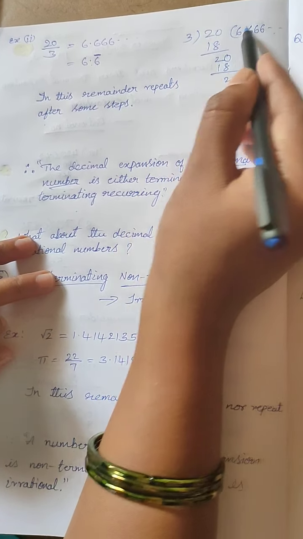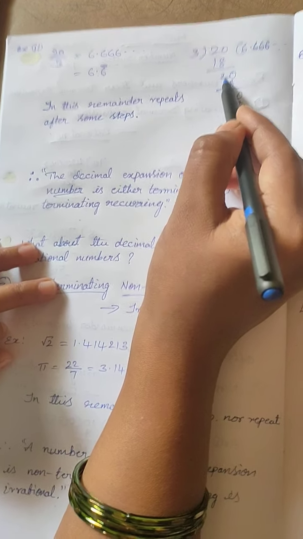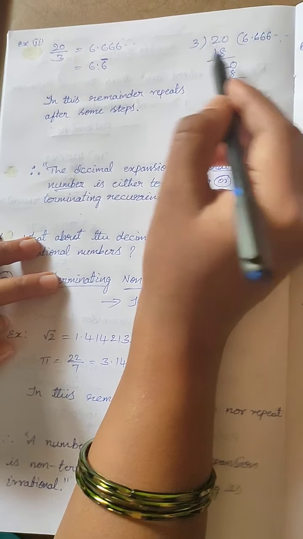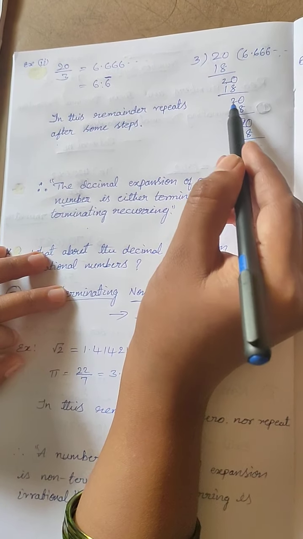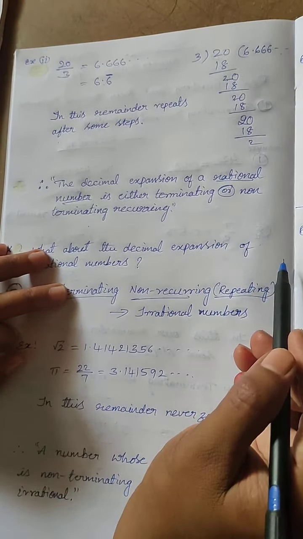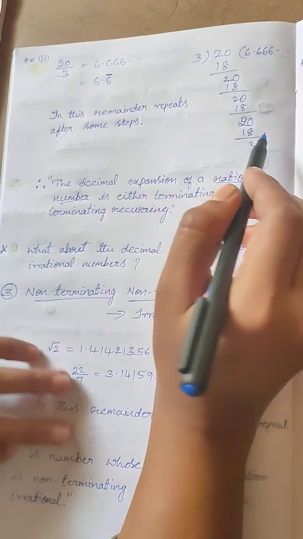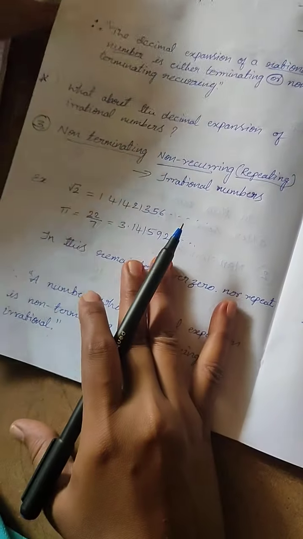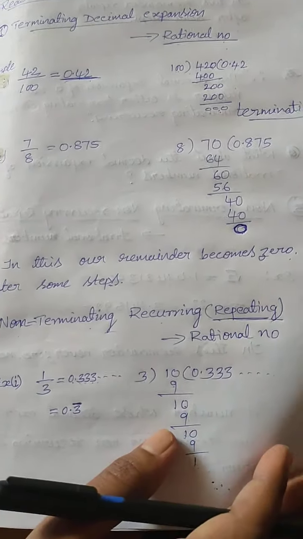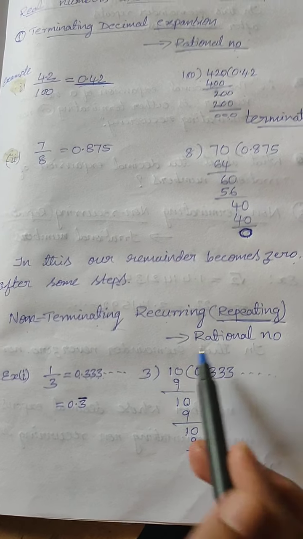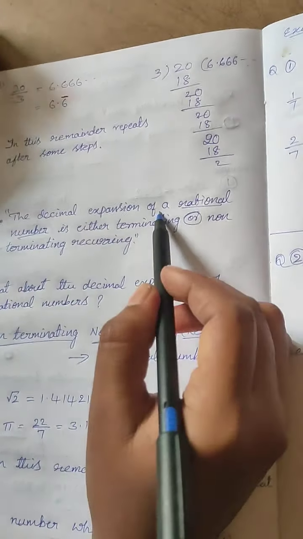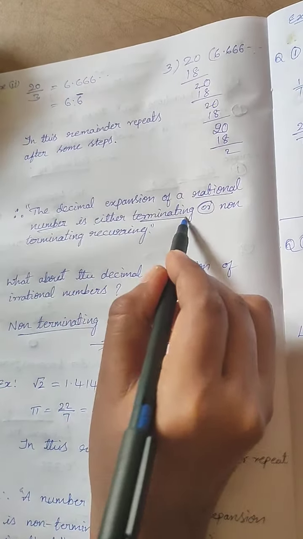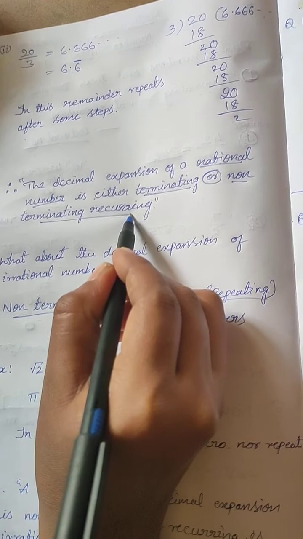Observe this: 3 sixes are 18, 2 is the remainder. Once again take 20. 3 sixes are 18. Once again the remainder is 2. So the remainder 2 repeats again and again. That's why here the remainder repeats after some steps. This type of decimal expansion is called non-terminating recurring. It is also called a rational number. So the decimal expansion of a rational number is either terminating or non-terminating recurring.